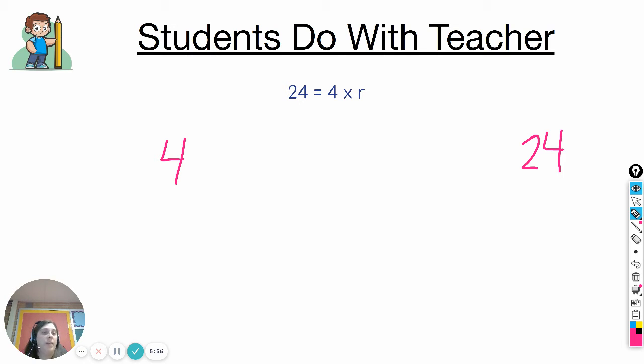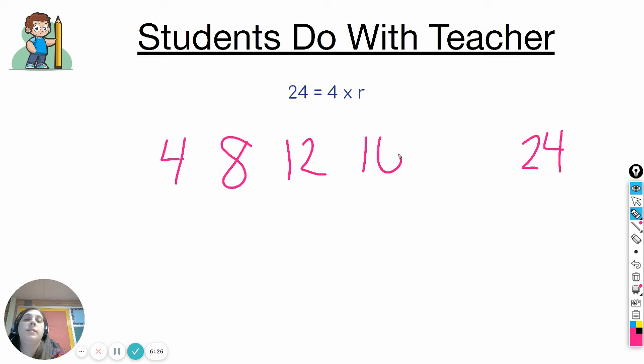I'll give you a couple minutes to work on solving that. Okay, even if you're not finished, go ahead and hold up what you've come up with so far. Okay, so let's go ahead and see if your skip count matches mine. So we're skip counting by fours until we get to 24. Four, 8, 12, 16, 20, and then 24.